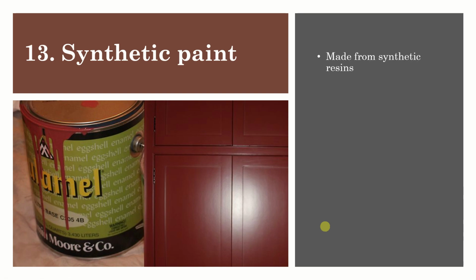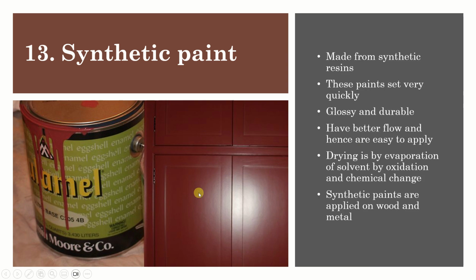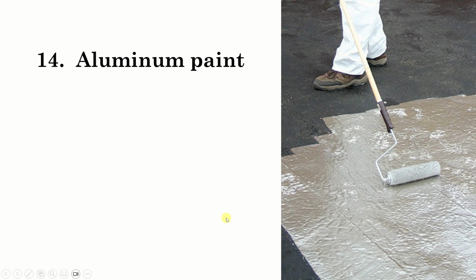Synthetic paint is made from synthetic resins. This paint will set very quickly. It's glossy and durable, has better flow and is easy to apply. Drying is by evaporation of solvent, oxidation and chemical change. Synthetic paints are applied on wood and metal.